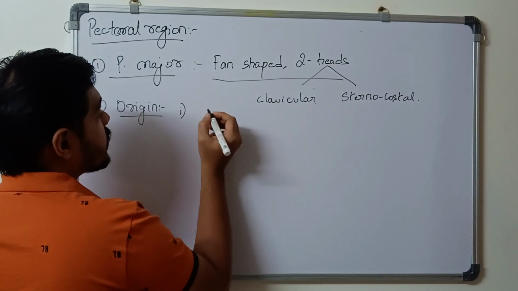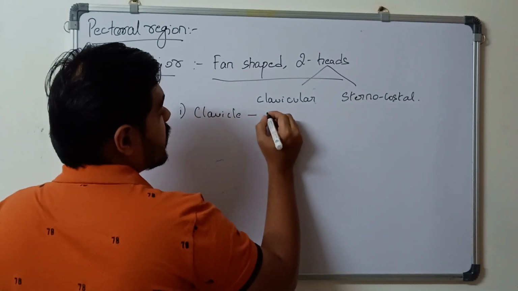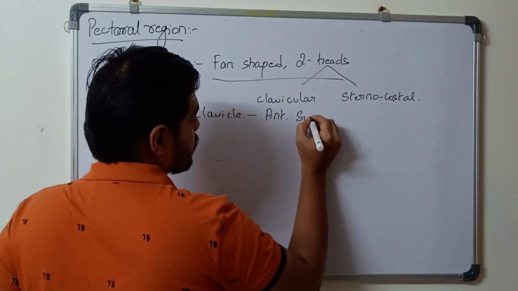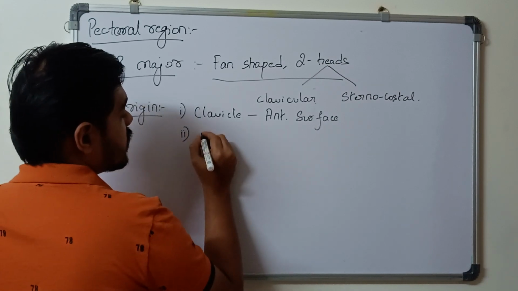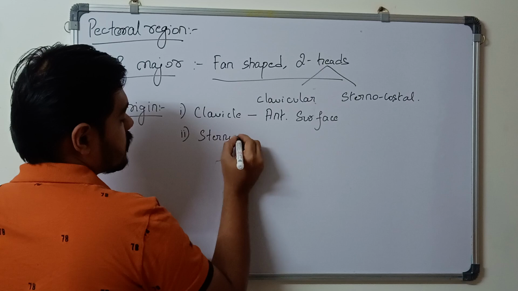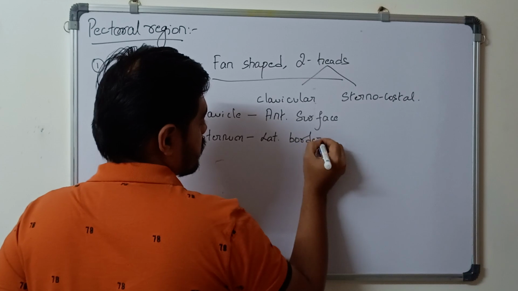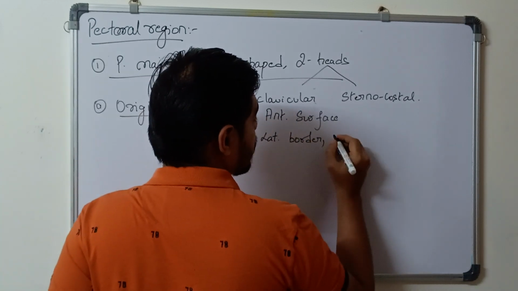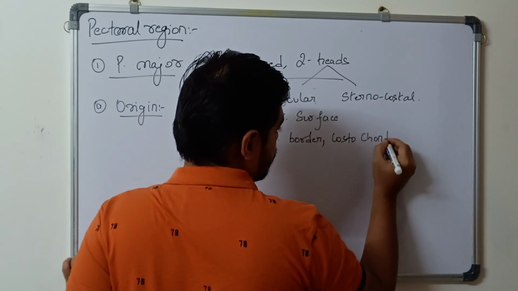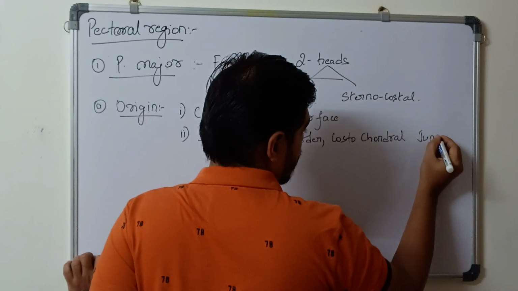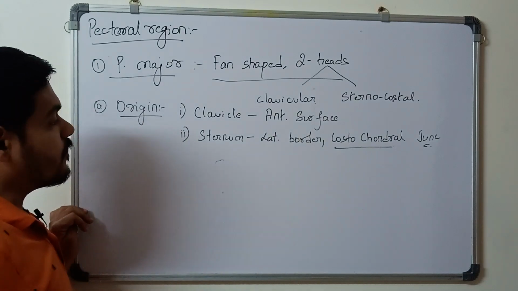The first one is the clavicle, specifically the anterior surface. The second point of origin is the sternum, the lateral border to be specific. Also, a few fibers take origin from the costochondral junction. The costochondral junction refers to the junction between the ribs and the costal cartilages.